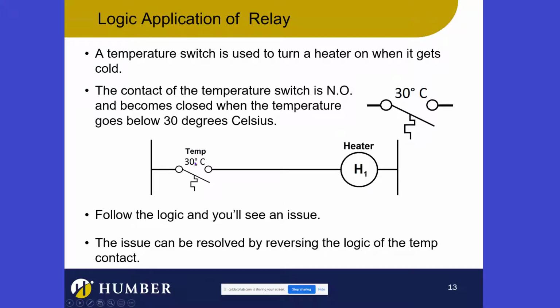Watch this. Let's say it's 20 degrees Celsius. We know that the contact becomes closed when the temperature goes below 30. 20 is below 30, so therefore the contact is closed, and the heater's on. So if it's below 30 degrees, the heater will be on. Well, that's a problem. We want it to be the other way around. Sorry, let me start this again. I don't know what I'm talking about, just momentarily. It becomes closed when the temperature goes below 30 degrees, so the heater comes on. Follow the logic.